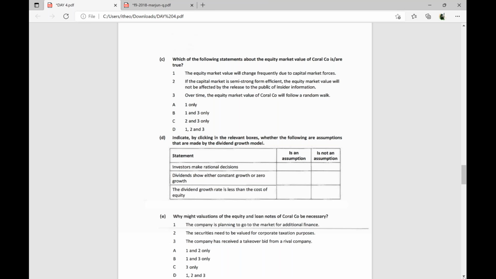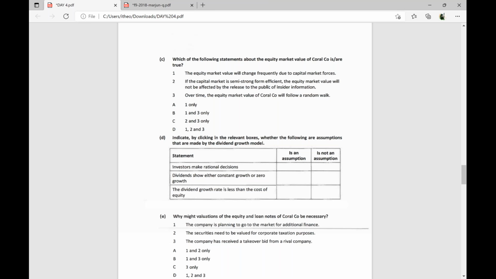So which of the following statements about equity market value of Coral are true? The equity market value will change frequently due to market forces. If the capital market is semi-strong form efficient, the equity market value will not be affected by the release of public or insider information. Over time, equity market value will follow a random walk. Now, the conceptual statements among all these three are just two, from the concepts. The others are general. You can answer them.